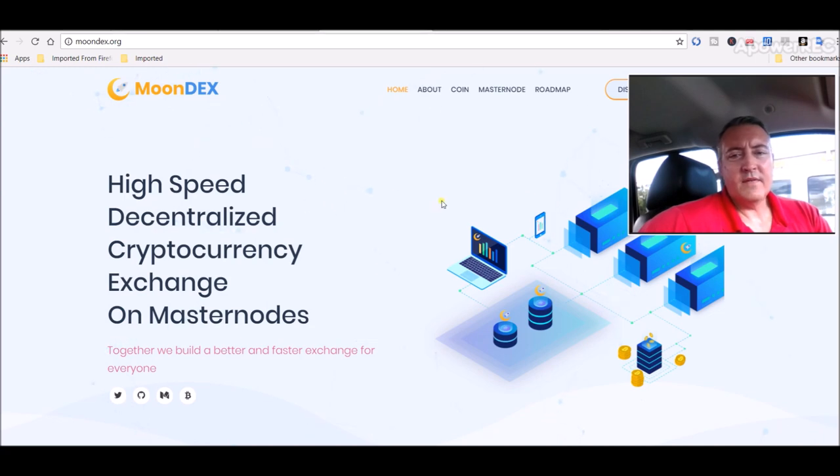Here's Moondex. It's basically a decentralized cryptocurrency exchange on masternodes. So that should solve the problems of people being able to hack these exchanges, because now this will be running off a blockchain and not in a centralized location. So anyways, like I said, I will get more into that tomorrow.